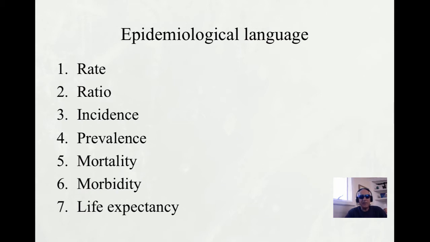So here, epidemiology has 7 key languages. As a detective, I'm looking for the rates, ratio, incidence, prevalence, mortality, morbidity, and life expectancy. These are the tools we use in epidemiology as our language to communicate to everybody about where we are with disease occurrence in the population.